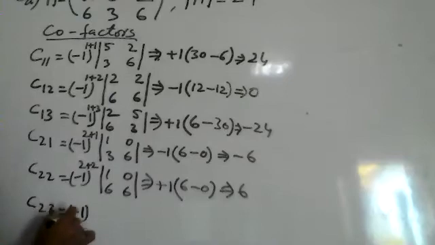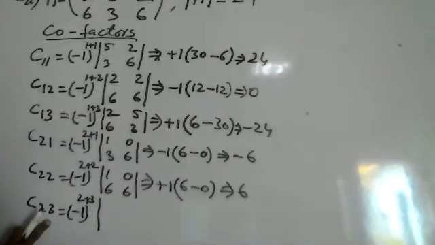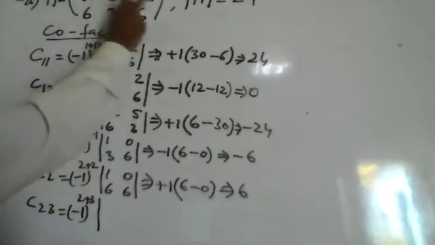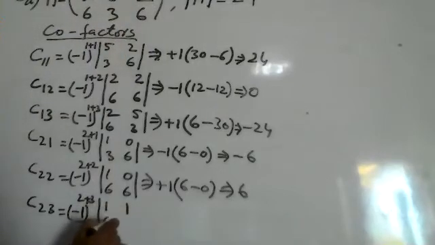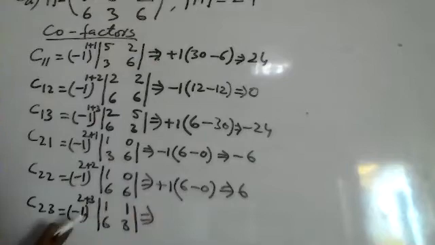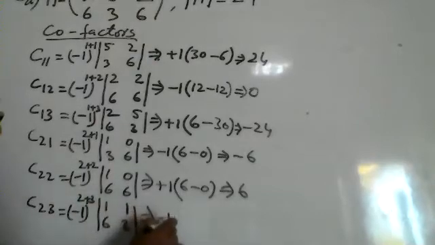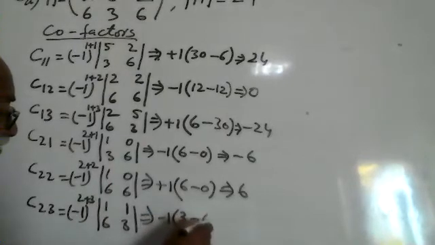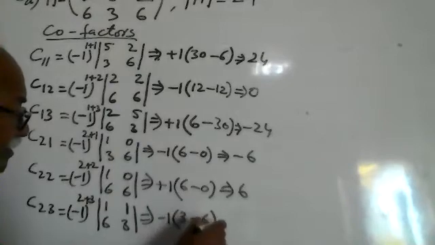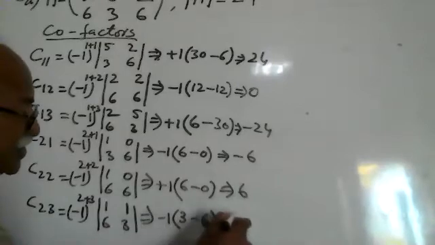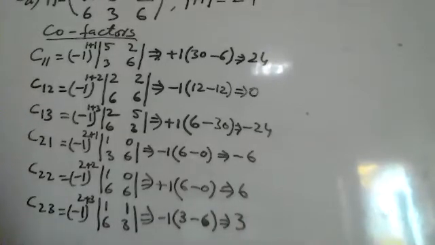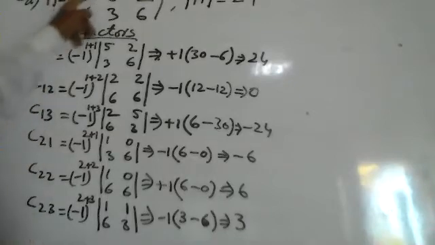Minus 1 raised to power 2 plus 3. We will leave the second row and the third column. The remaining 1, 1, 6, 3. Minus 1 raised to power 5 will be minus 1. Into 1 into 3 will be 3. Minus 1 into 6 will be 6. The answer is 3 minus 6 will be minus 3, into minus 1 will be 3. The second row is also completed.